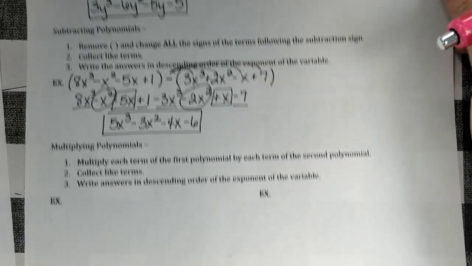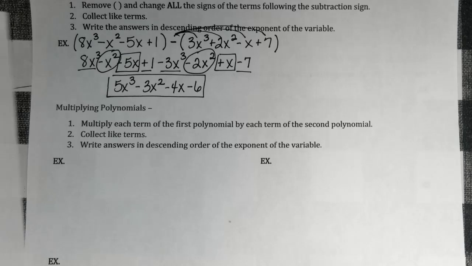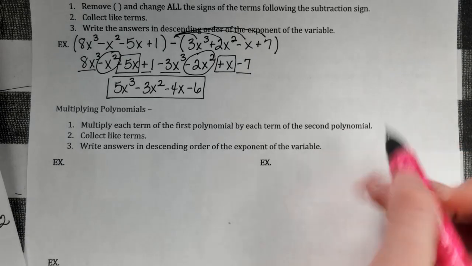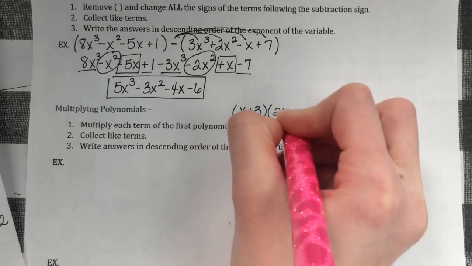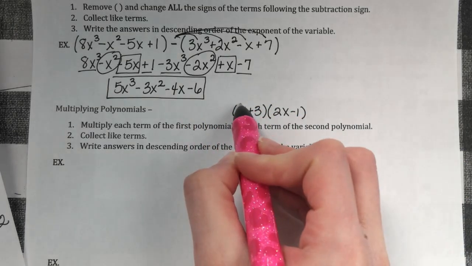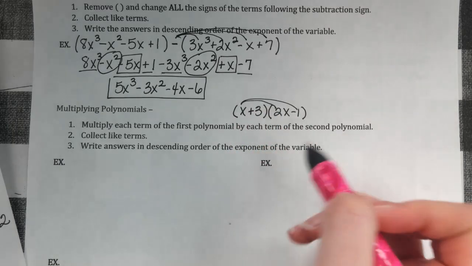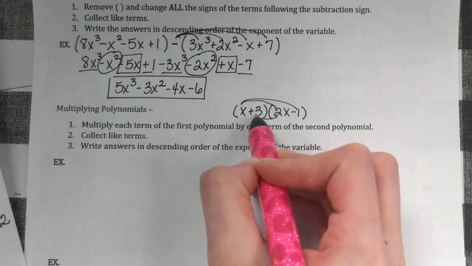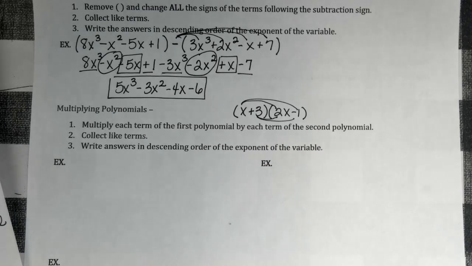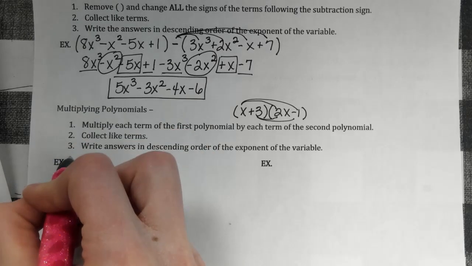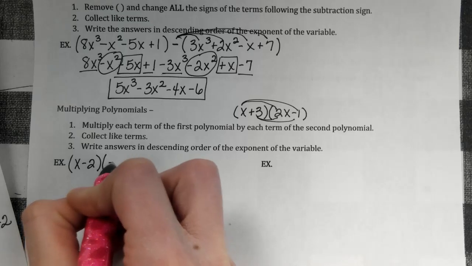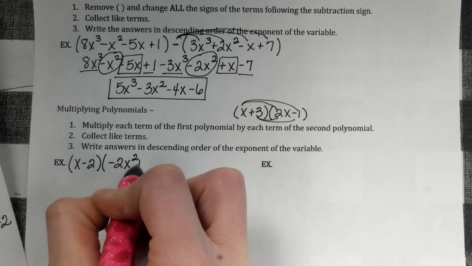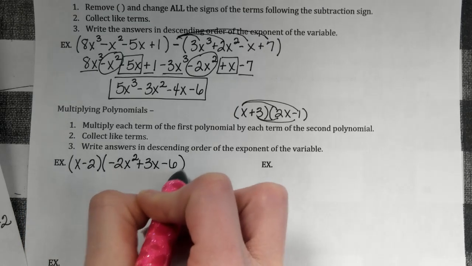Okay? So for multiplying polynomials, you are already familiar with FOILing. So if I gave you x plus 3 times 2x minus 1, you should already know to take your x, multiply it by 2x, then multiply it by negative 1, then take the 3, multiply it by 2x, multiply it by negative 1. Multiplying polynomials is the same concept. So if I look at the first example, I have x minus 2 in parentheses, and then that's being multiplied by negative 2x squared plus 3x minus 6.